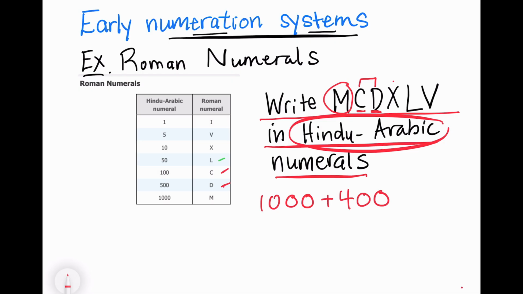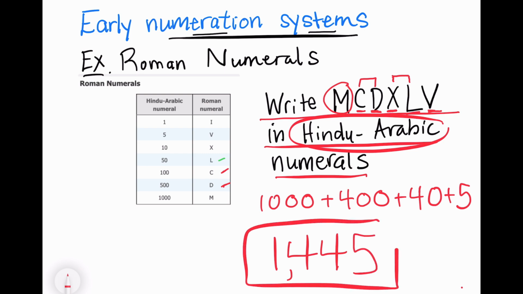Next, I see X, which is 10, and I see L, which is 50. So again, we've got this situation where the smaller number's on the left. So if we have 10 and then we have 50, this represents 40. And then I have a V, and V is 5. So this is the Hindu Arabic number 1445.